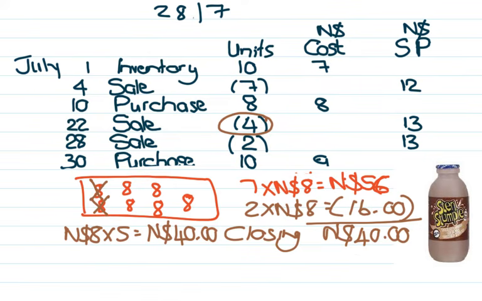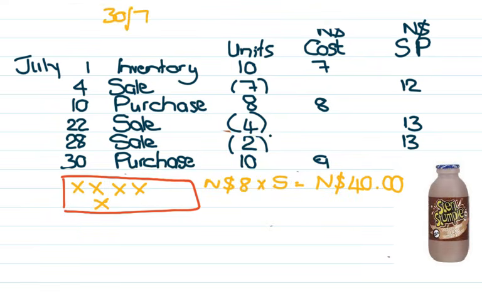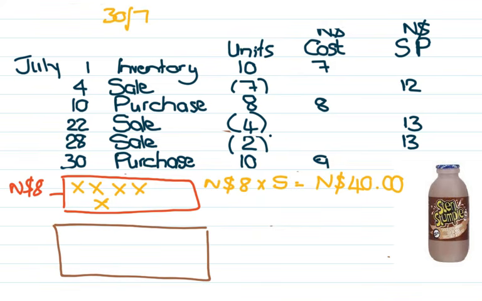And now the last one is when we will purchase 10 more units, and now the cost is increasing to $9. So on the 30th, we are purchasing 10 units more, and now we are paying $9. So we can't add it to this block because this block was the $8 unit. So now we will just draw a new block. So there's my new block, and we are purchasing 10, and these were $9. So let me add them there.